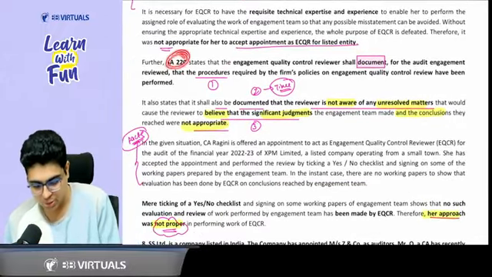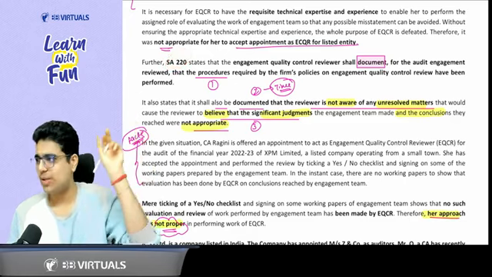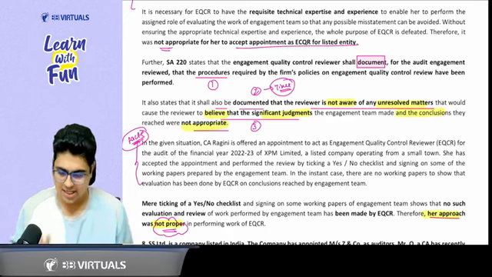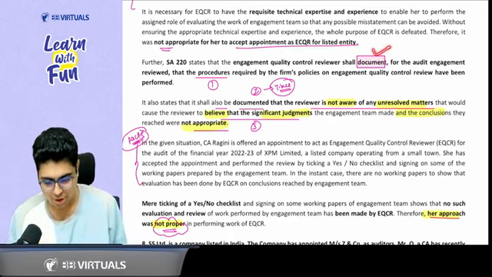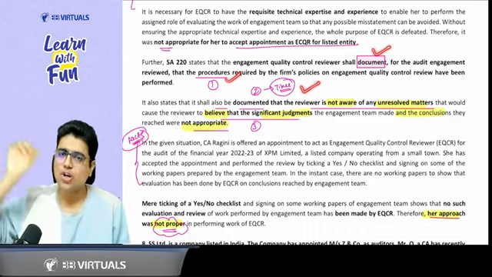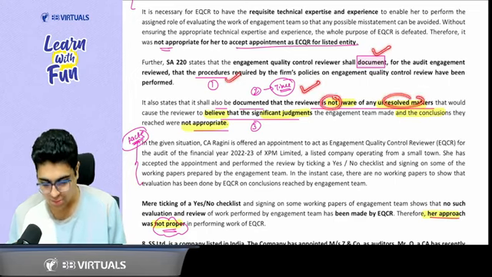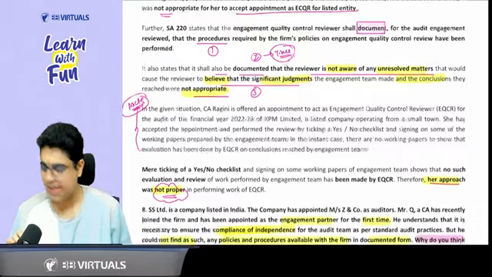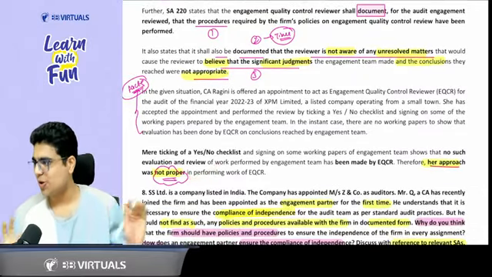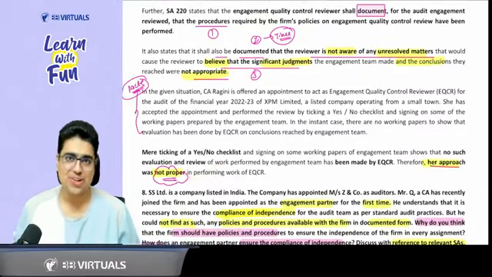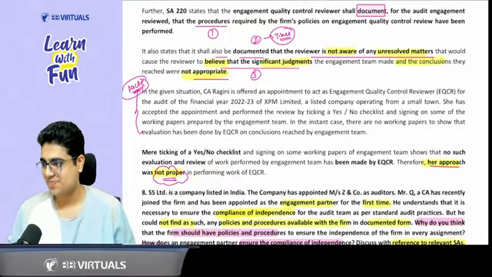So as per SA 220, again SQC-1, SA 220, you can give in the beginning and then just write the answer. SA 220: EQCR shall document the procedures performed, procedures were completed on time, and then the "not" points. Not aware of any unresolved matter to believe that the significant judgments and conclusions are not appropriate. And then you will write that her approach of documentation is not proper.